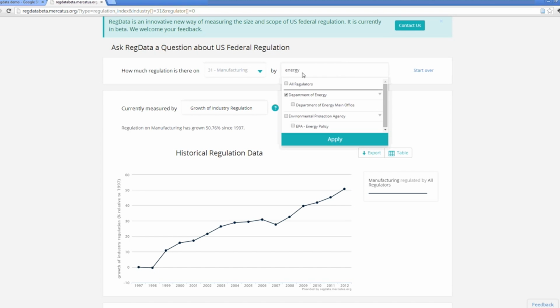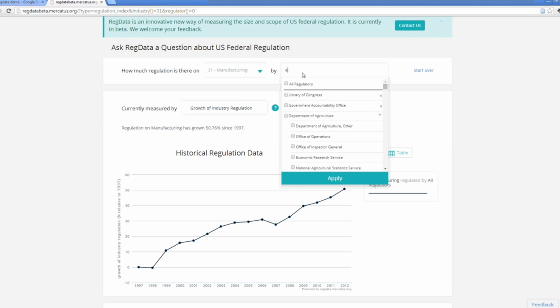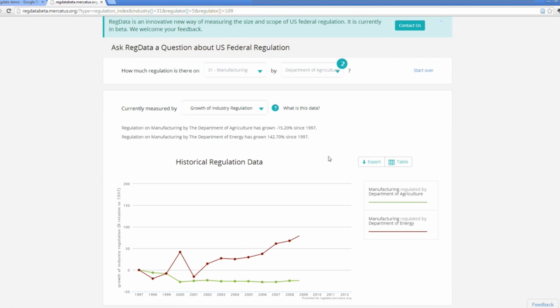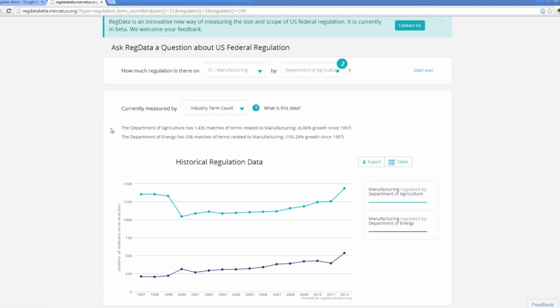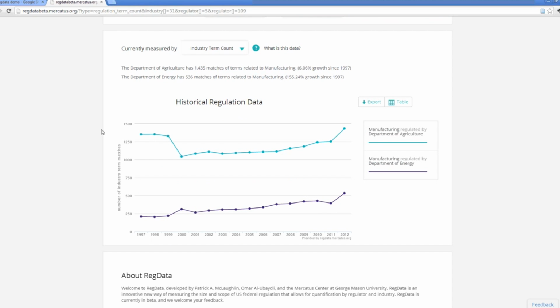And again, you can type into that box. And now I'm going to type Agriculture. I typed just AGRI, and it showed me Department of Agriculture, which I then selected. So now we've got two different agencies. Now I'm going to choose Industry Search Term Count from the measurement drop box. And so now we've got these two different agencies showing the Industry Search Term Count for the manufacturing industry.